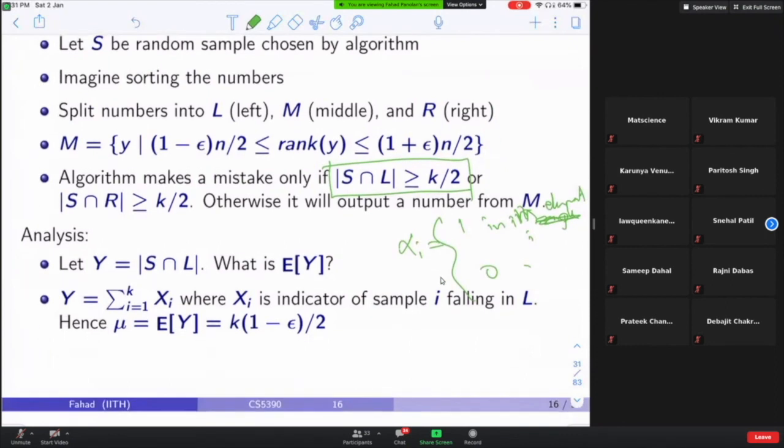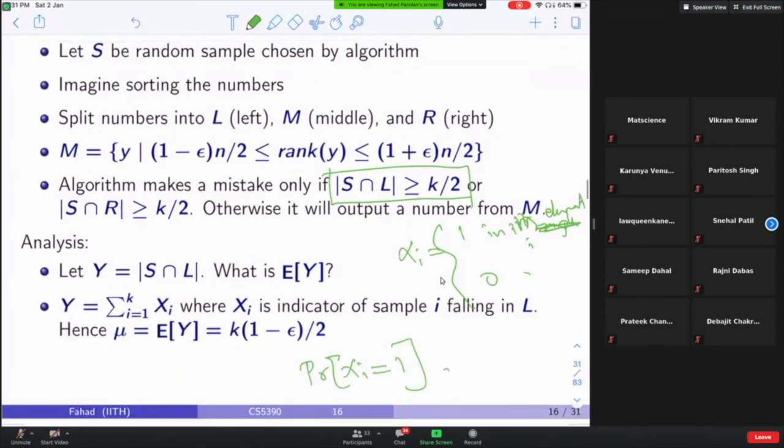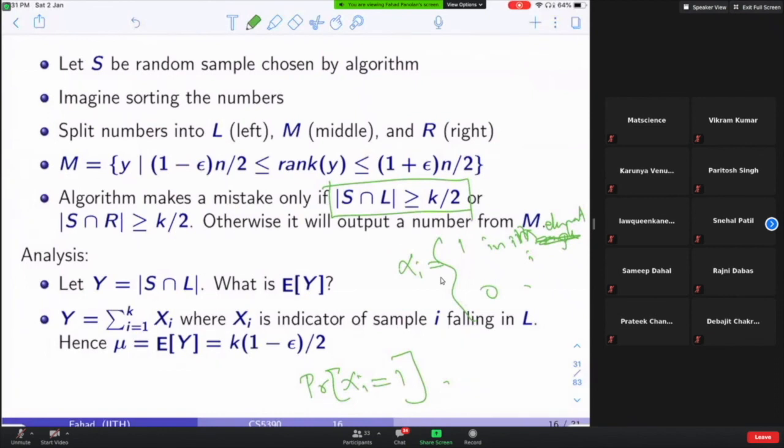Now, what is the probability that xi equal to 1? Notice that there are n elements. If you are going to choose one of the n elements, what is the probability that it is going to sit in the first 1, 2, 3 up to (1 minus epsilon) divided by 2 times n, which is (1 minus epsilon) by 2? Is that clear? Probability that xi equal to 1 is equal to (1 minus epsilon) divided by 2.